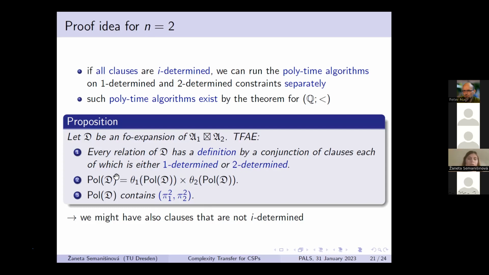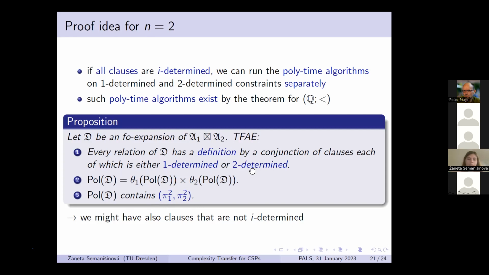The inclusion from left to right is clear, and from right to left, one tries to apply the polymorphisms of the relation and use the syntactic form. From 2 to 3, that's clear because projection is always a polymorphism. And from 3 to 1, this is nicest by contraposition.